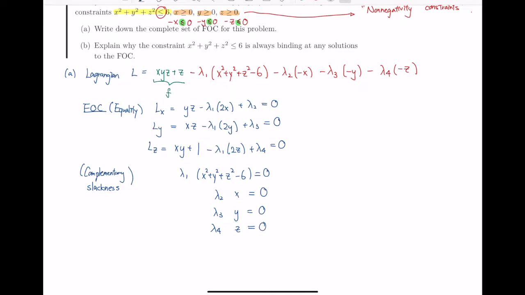So in this case, we get 7 equalities in total. 1, 2, 3, 4, 5, 6, 7. Sorry, I was counting incorrectly. 7 equalities in total. But these are not all. You have 2 more kinds of constraints. Inequality.